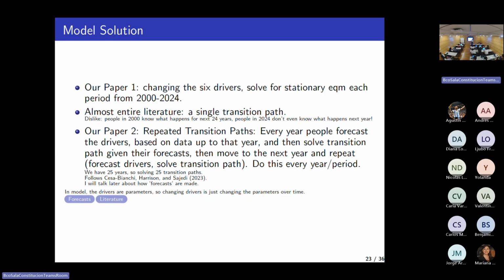new idea, which is repeated transition paths, which is every period, every year, we update our expectations for the drivers and solve the transition path that corresponds to that. And then next period, we'll update our forecasts for the drivers again and solve the corresponding transition. So what that means in our case is we're going to have 25 transition paths.